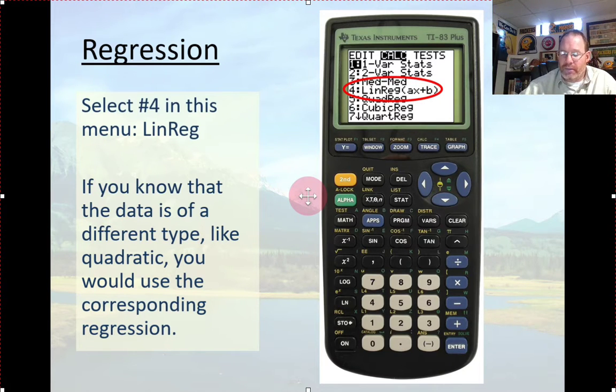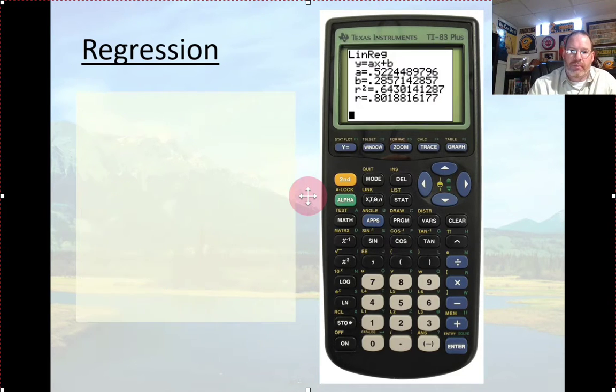When you do that, your screen is just going to say LinReg. And if you're only using L1 and L2, then you just hit Enter and it gives you the equation. All right, so this is what it looks like. You've got LinReg on top all by itself. You hit Enter, it goes through the calculation, and it gives you all those different values right there.